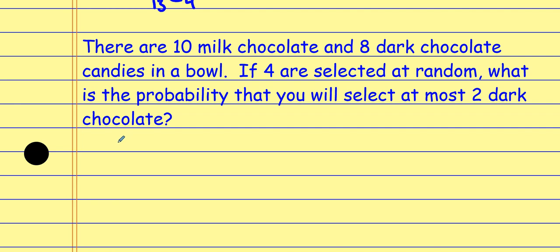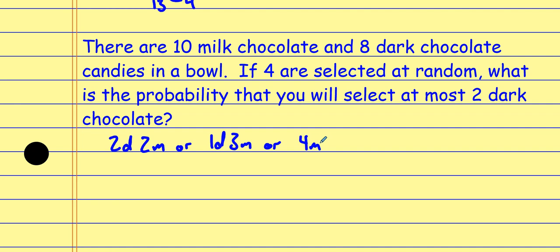So 2 dark chocolates, that means, so I'm selecting 4. I could have 2 dark chocolates and 2 milk chocolates. Or I could have 1 dark chocolate, because I don't want more than 2 dark chocolates. I want that many or less. And 3 milk chocolates. Or I could have no dark chocolates and just get all milk chocolates. So 4 milk chocolates. Okay.